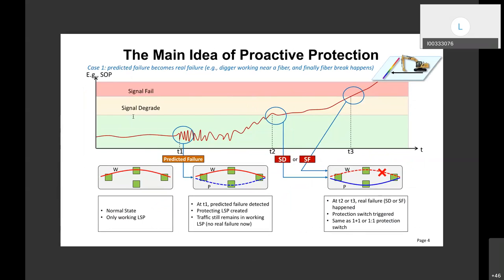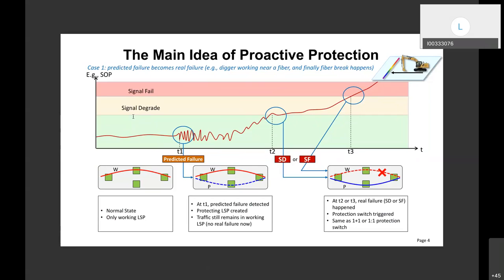Yeah, so this is the main idea of the proactive protection. Before T1, we only created the working SP, and at T1, when we predicted that a failure will happen in the very near future, then we will create a protecting SP at this moment. Then at T2 or T3, if the real SD or SF happens, we can trigger the 1+1 or 1x1 protection switch to protect the SP. So this is the main idea.